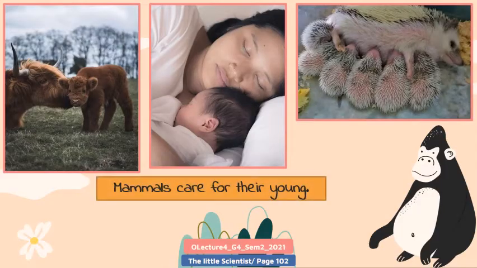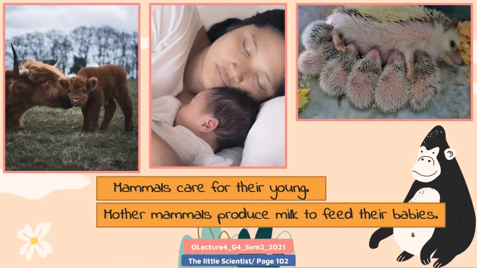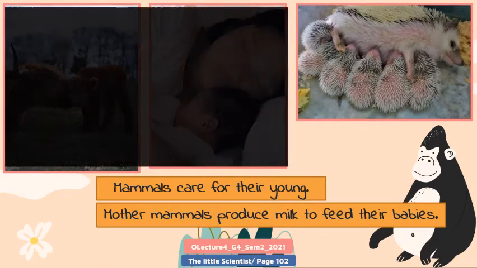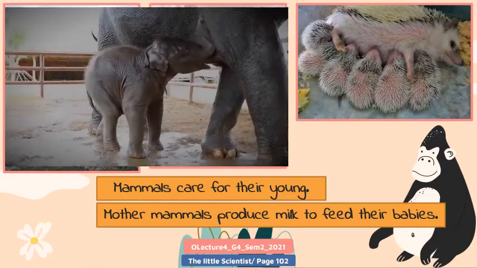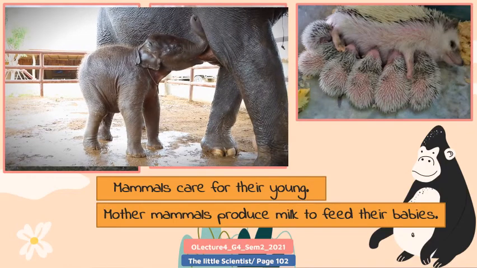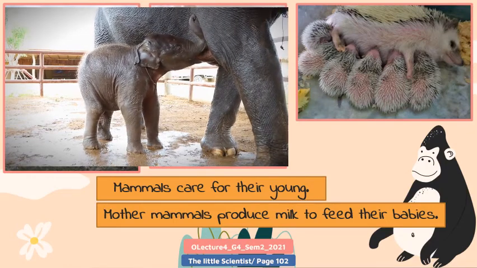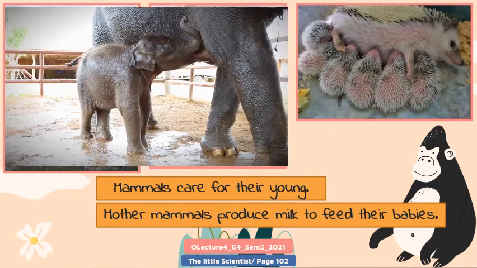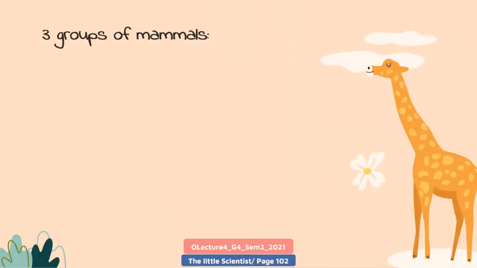Mammals are animals that care for their young. And female mammals suckle their babies with milk. As you can see, the elephant is feeding on the milk of its mom. So beautiful students, you know now that bats, lions, whales, humans, hedgehogs, cows are all mammals. And mammals are warm-blooded vertebrates that feed milk to their babies.